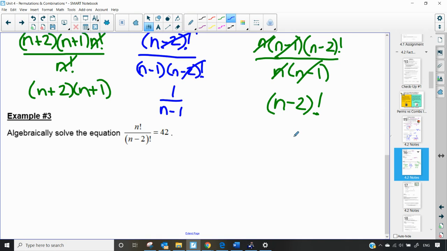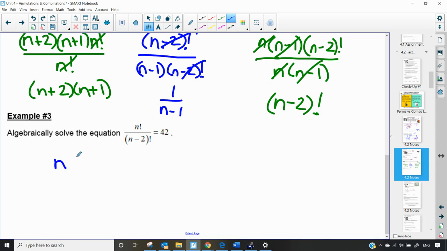So here we have an example. It says algebraically solve the equation n factorial over n minus 2 factorial equals 42. So we're going to start by breaking this down. Again, we look for the bigger number. n is the same as n plus 0. n plus 0 is going to be bigger than n minus 2. So we're going to break down the numerator.